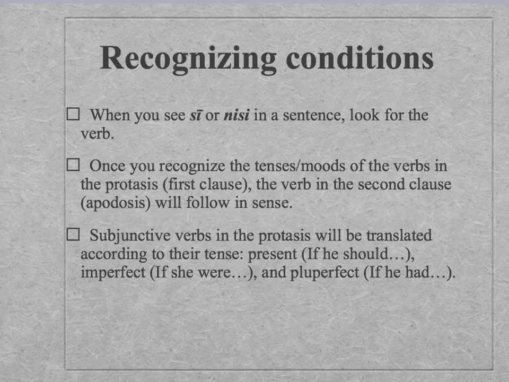How do you recognize a condition? The number one clue to a conditional sentence is si or nisi, if or if not. Once you recognize the tenses and moods of the verbs in the protasis, the see clause or the first clause, the verb in the second clause, which is also called the apodosis, will follow.